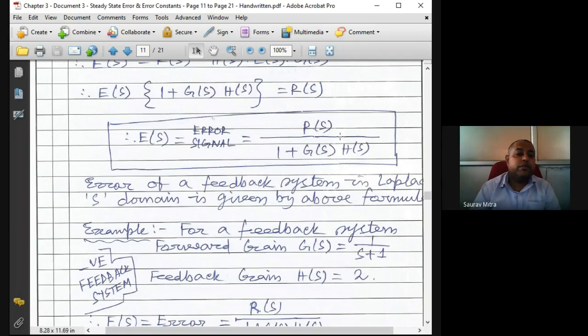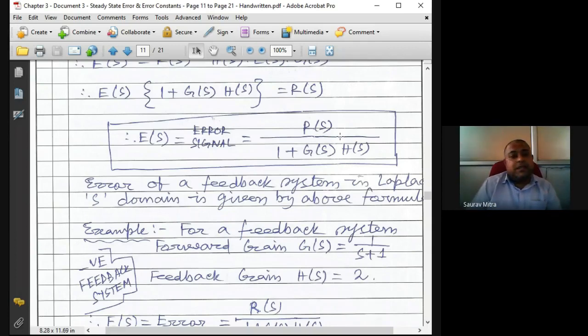This is a very small proof, but a very important proof that can be asked in the exam. So you can write down the question: proof for the error signal in case of a closed loop feedback system. Okay, so proof for error signal for a closed loop feedback system with negative feedback.